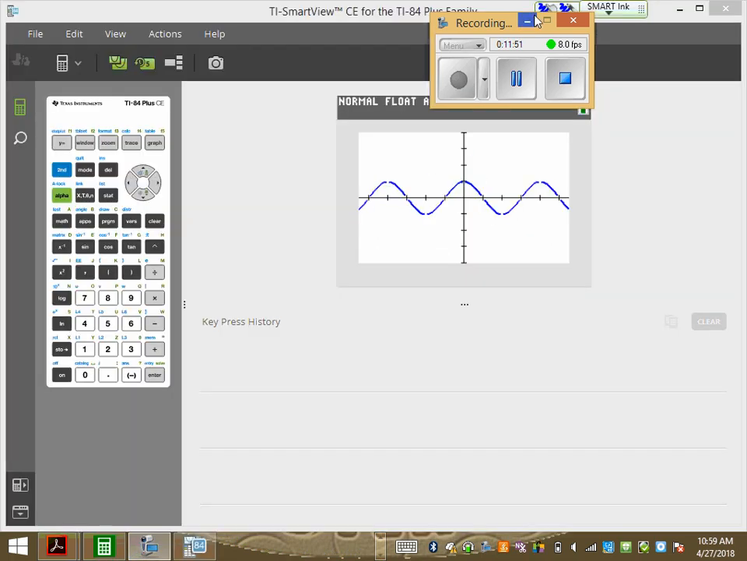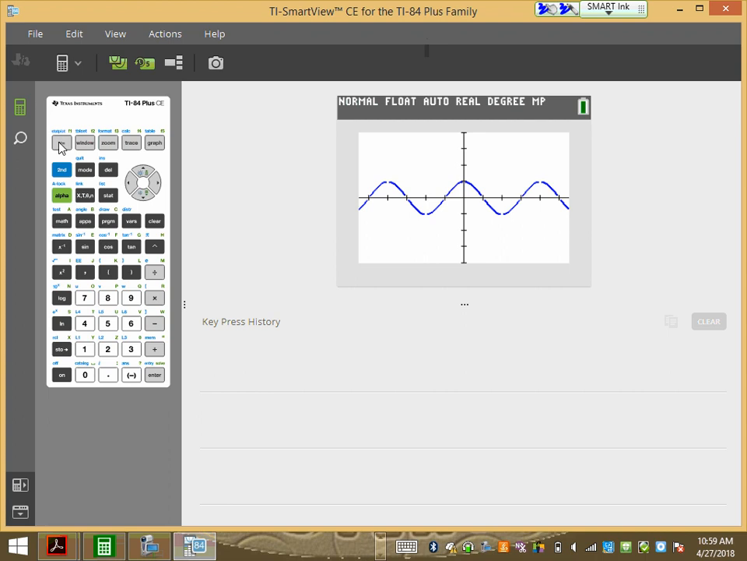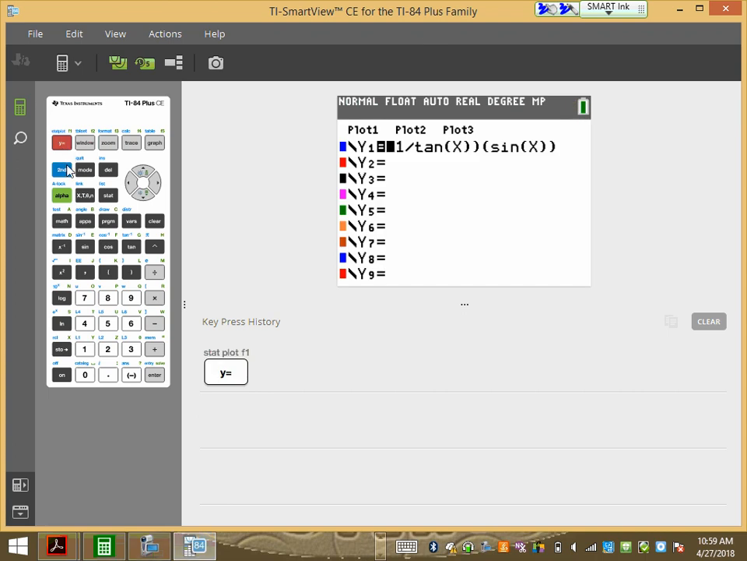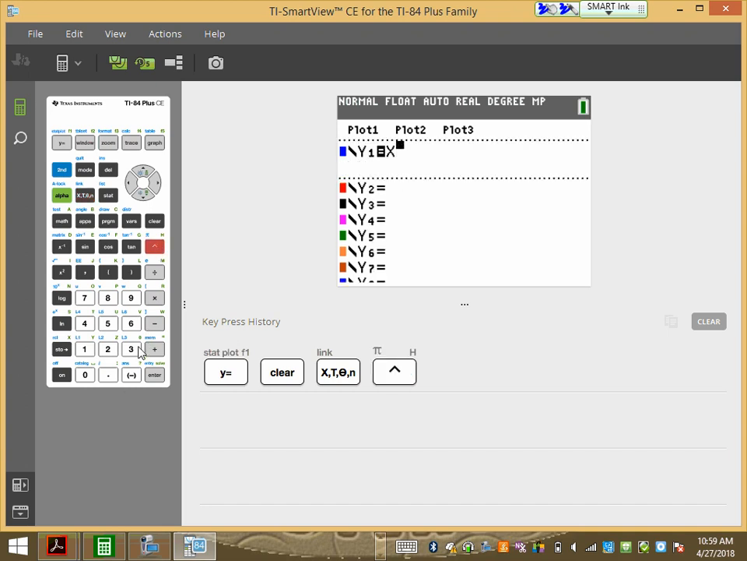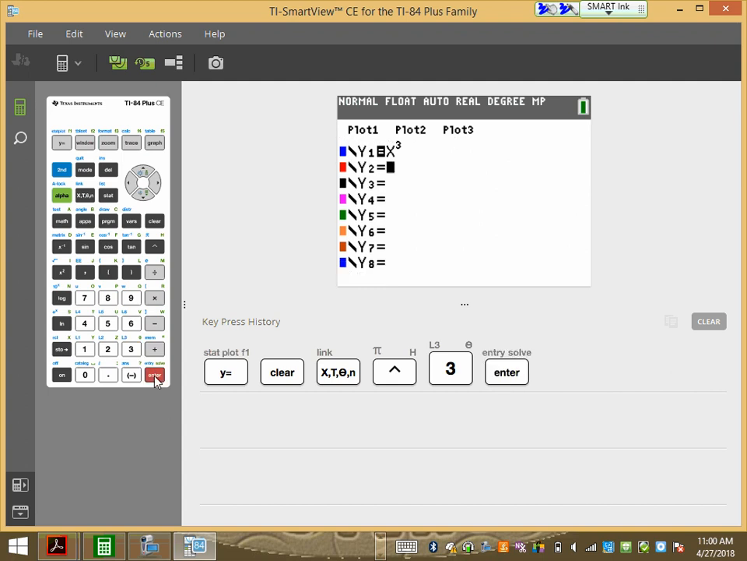Zoom 6, standard. So we're going to go to y equals, and I'm going to clear this out. And we're going to go X,T,theta,n, to the power of this little hat symbol here. Mine pops up. If yours doesn't pop up, that's fine. You'll see a little roof symbol like this. And down here it shows my steps. I pressed X,T,theta,n. I pressed this button. And then I'm going to press 3 and enter. Okay, so I have my y1.